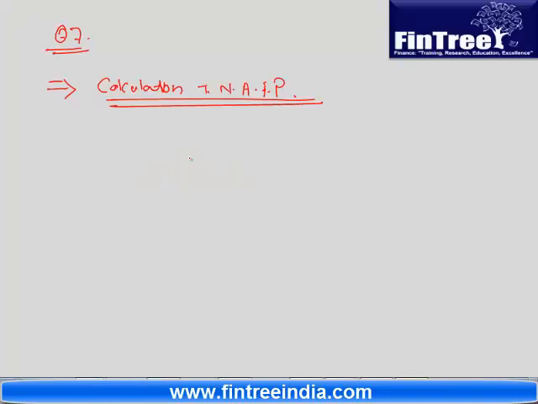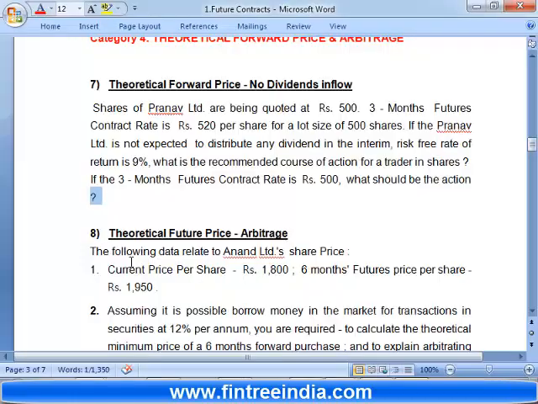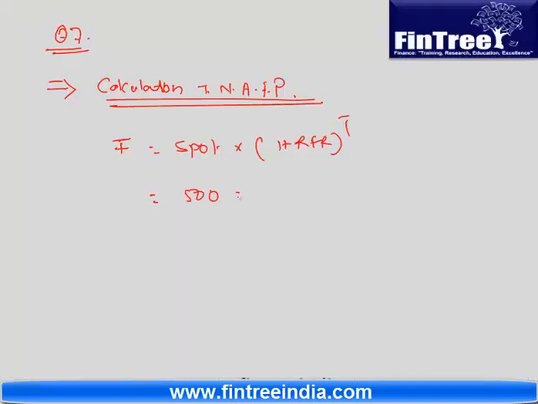Then F is equal to spot into 1 plus RFR raised to time period T. Spot price is how much? 500 into 1 plus the rate given, 9%, raised to 3 by 12. 510.80. Yeah, 510.8, right? So this is your theoretical no arbitrage forward price.